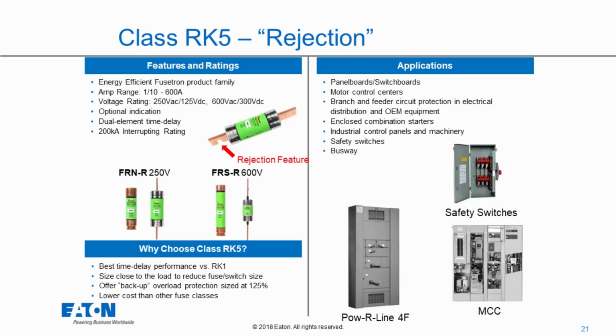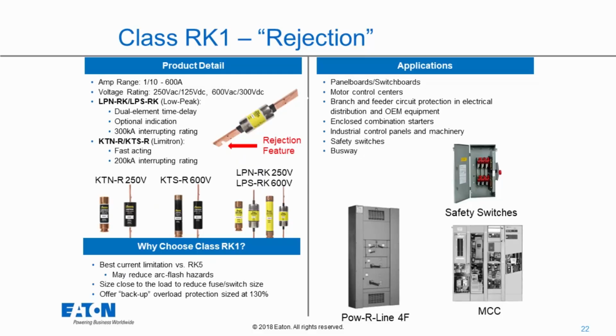And the nice thing is it's a lower cost than some other fuse classes that are out there that I'm going to go through shortly. So some of the applications for this are panel boards and switchboards, motor control centers, branch and feeder circuit protection, and electrical distribution and OEM equipment, enclosed combination starters, industrial control panels and machinery, safety switches, and busways. So I strongly encourage you, once again, if you're buying a safety switch, make sure it has the R clips in there. So when you're buying this, you make sure you put an RK5, and that will also accept the next fuse up, the RK1 series fuse.